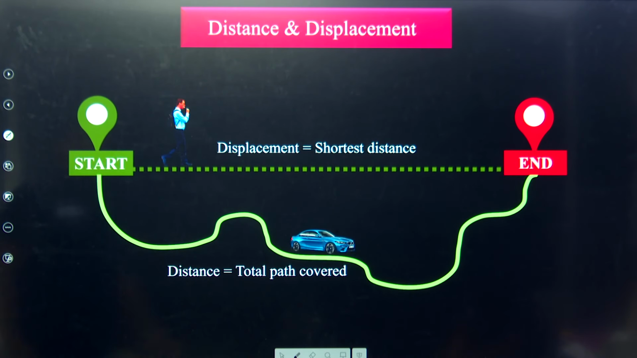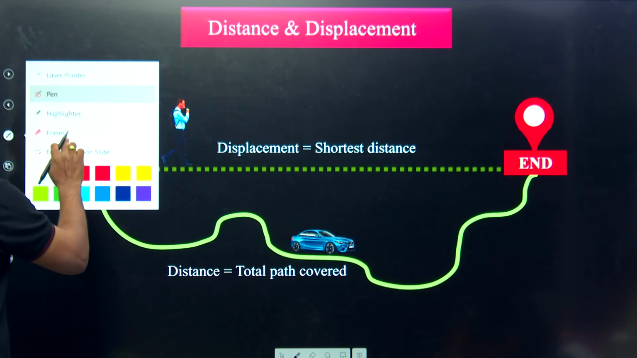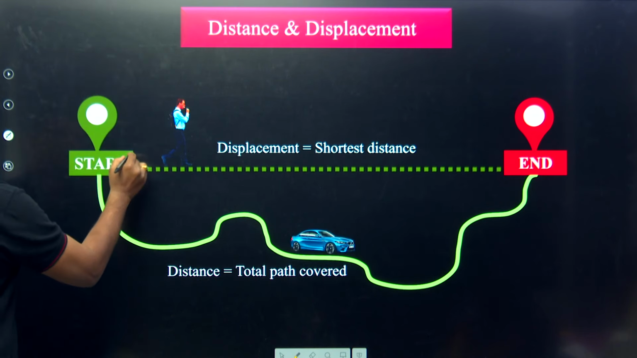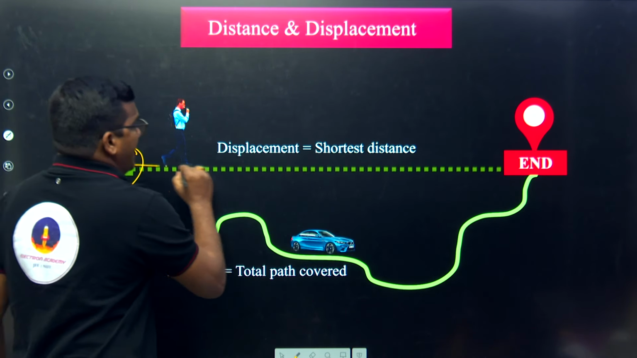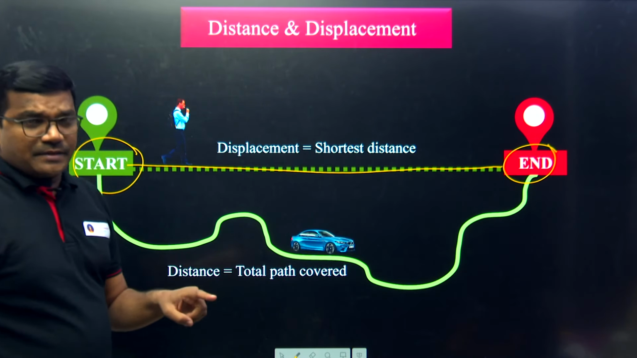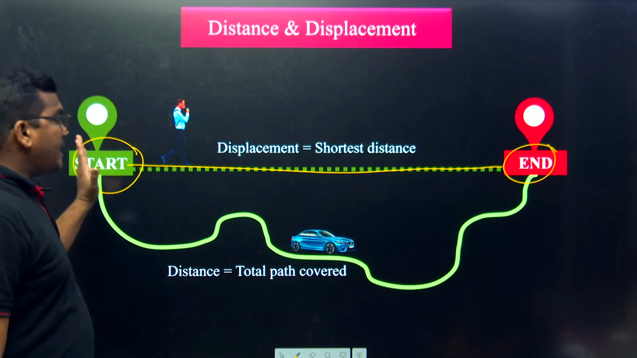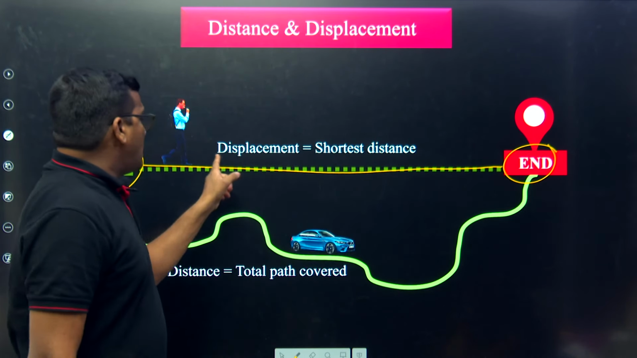Next, see here the difference between distance and displacement. Here the distance between starting point to ending point, this is the shortest distance. So the shortest distance between starting point to ending point, that is called what?